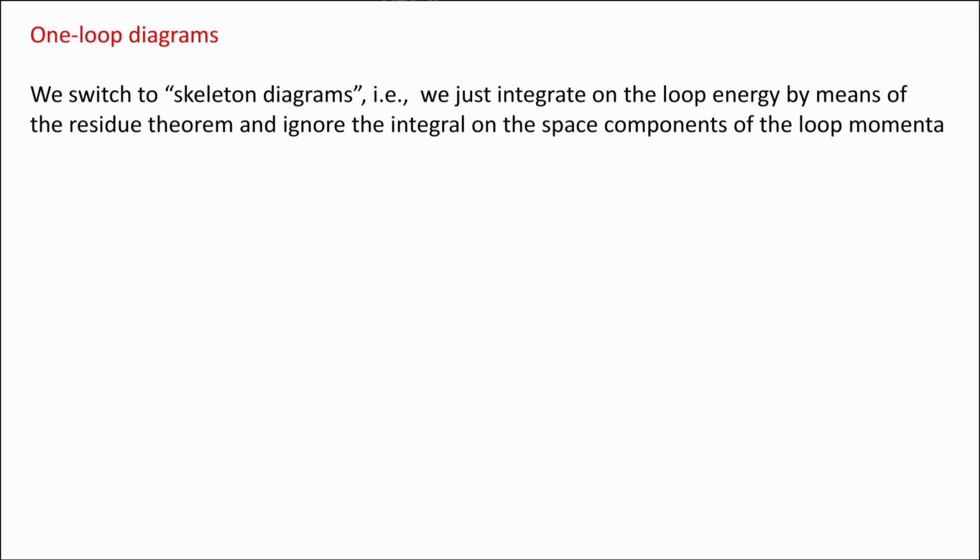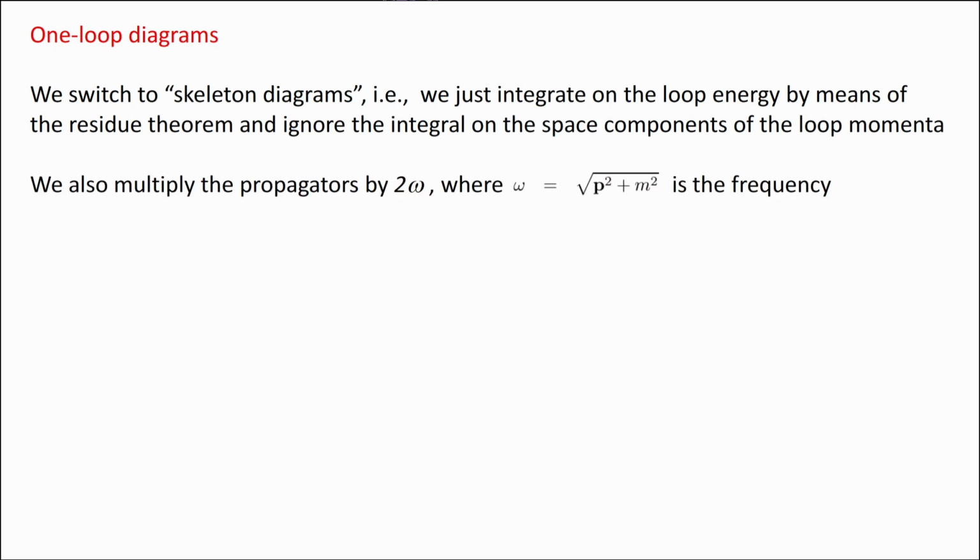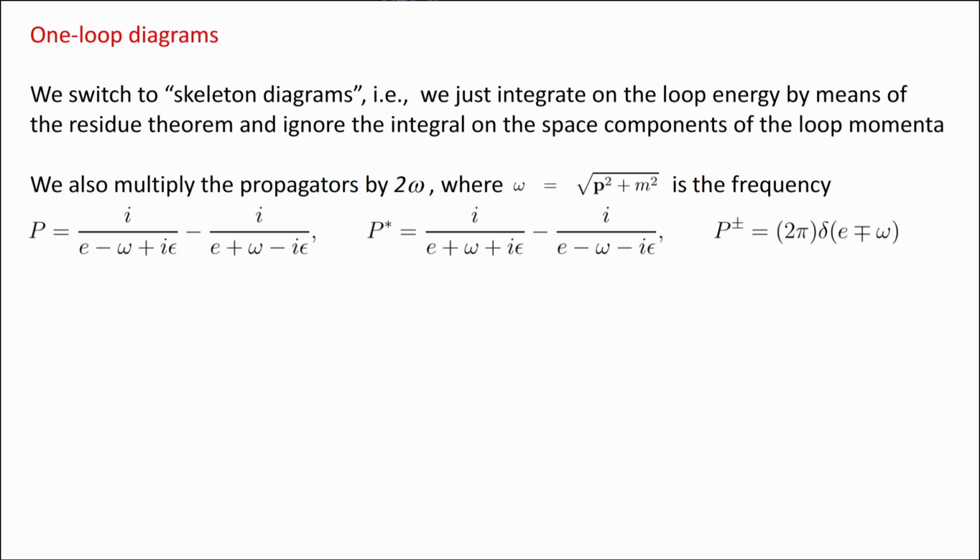Here I switch to skeleton diagrams because it's never necessary to integrate on the space components of the loop momenta. So I just integrate on the loop energies. Not only that, but I simplify the propagators by multiplying them by twice the frequency. So this will be the propagator, this will be the conjugate propagator, and this will be the non-time ordered propagators.